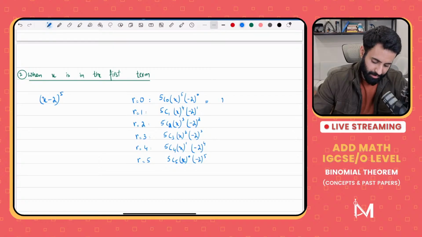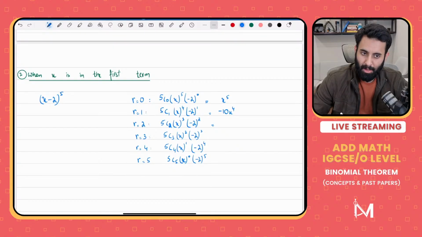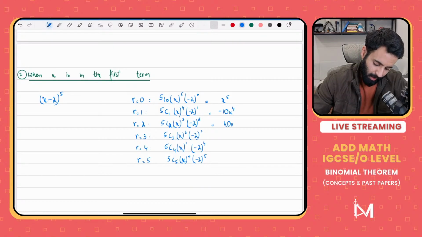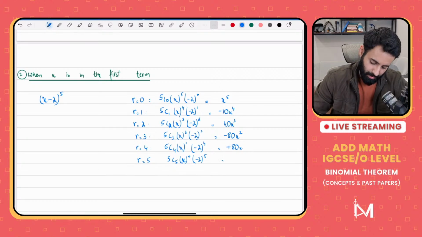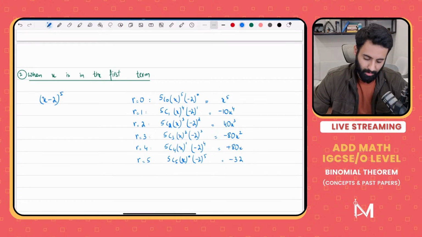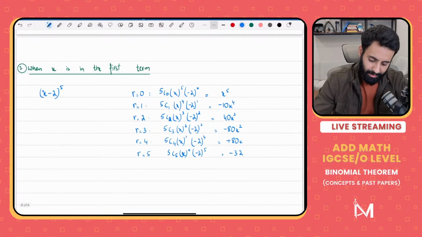So this is x power 5. This is going to be minus 10 x power 4. This is going to be 40x cube. This is going to be minus 80x square. Yeah, this is going to be positive 80x and then minus 32. Okay, so let's try and identify a pattern.